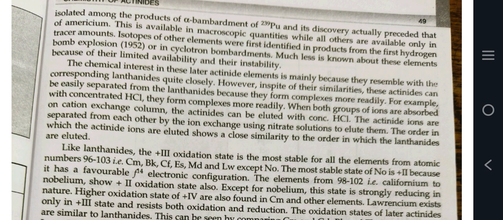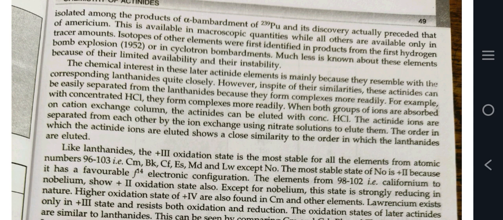Like lanthanides, the +3 oxidation state is the most stable for all elements from atomic number 96 to 103: Cm, Bk, Cf, Es, Md, and Lr, except No. The most stable state of No is +2 because it has a favorable 5f14 electronic configuration. The elements from 98 to 102, like californium to nobelium, show the +2 oxidation state also. Except for nobelium, this state is strongly reducing in nature.